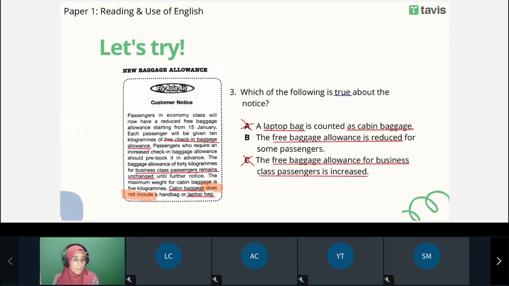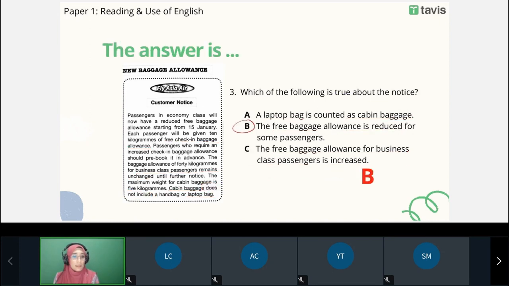So now you are left with B. But how are you sure B is correct? Because of the keywords you have been highlighting. So now we read it again. Which of the following is true about the notice? A laptop bag is counted as cabin baggage. Definitely not true. For C, we read the wrong answers first. The free baggage allowance for business class passengers is increased, but here it stated that it remains unchanged. So definitely the answer is wrong. So the answer is B. Well done to those of you who got it correct.